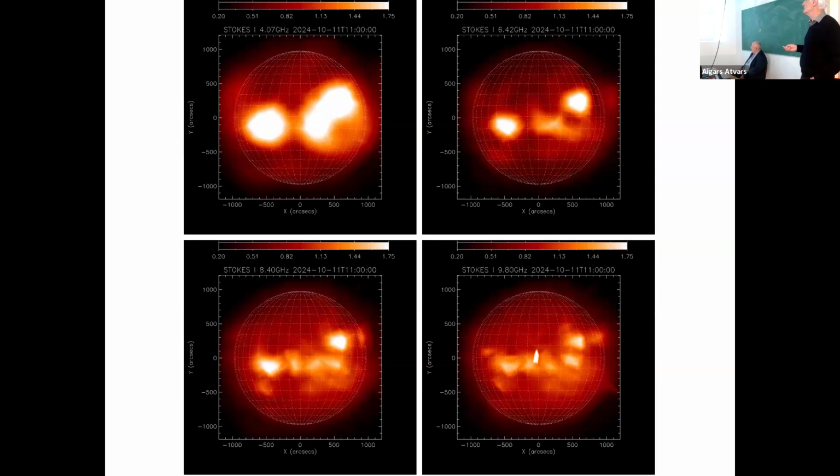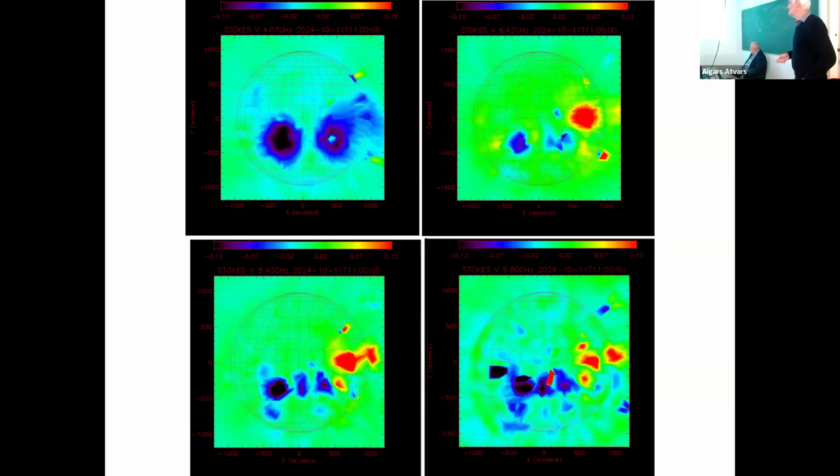You can see at least 3 active regions this day. It's October of 2024. You can see how the relative brightness temperatures of active regions change as the wavelength gets shorter. And another, the same picture, is the Stokes V parameter, which shows us the polarization of active regions.